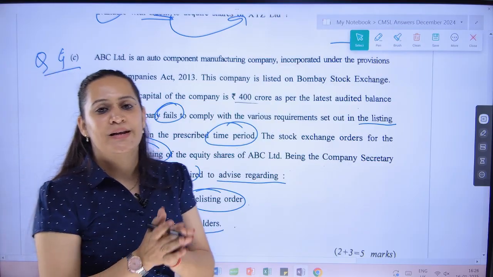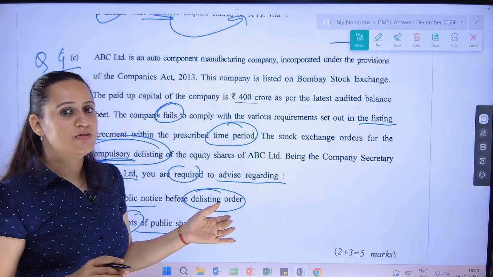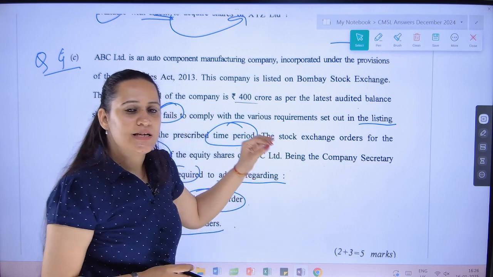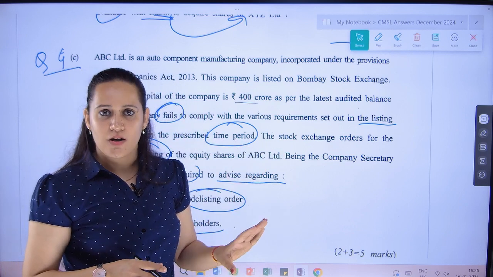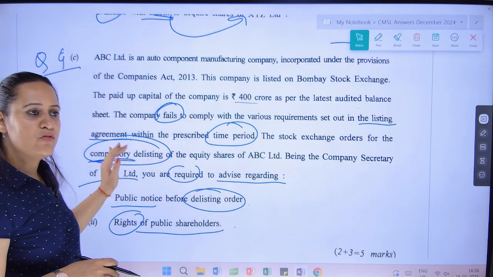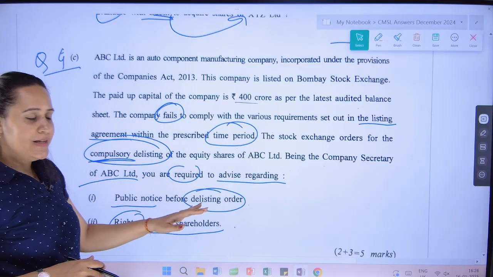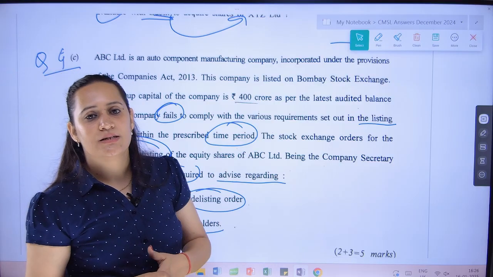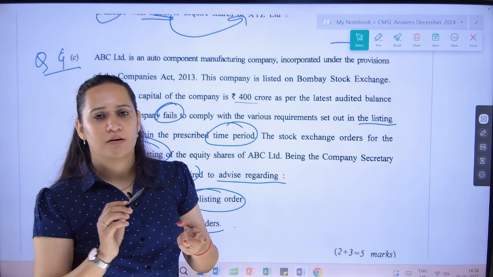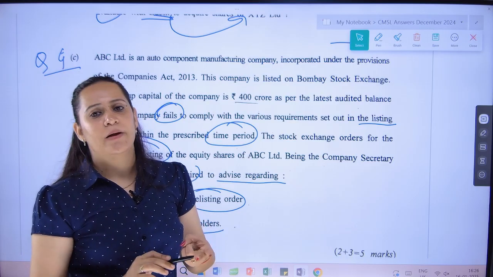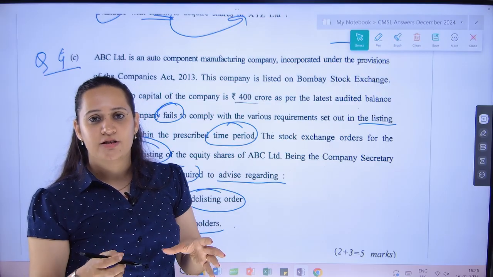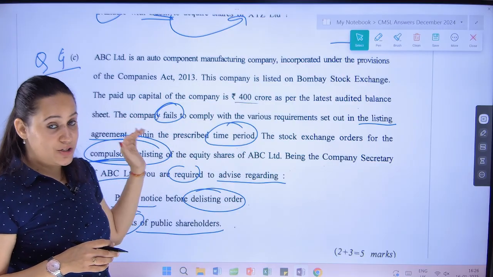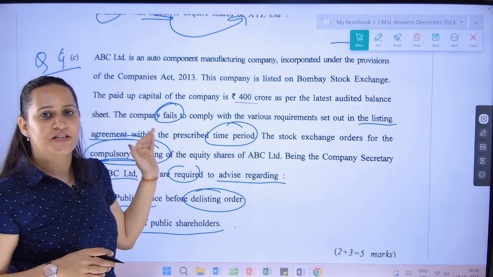So here the company is going to be delisted compulsorily by the stock exchange because they have not followed the bylaws, they have not followed the listing agreement. So the stock exchange has said that we are compulsorily delisting you because of non-compliance. Now you are the company secretary and you have to talk about two things: public notice before delisting and rights of shareholders. What is public notice before delisting? That before delisting a public notice should be given in an English newspaper, Hindi newspaper, regional newspaper. All these should have wide circulation about the delisting proposal of the stock exchange. That should be given before the actual delisting procedure is carried out.